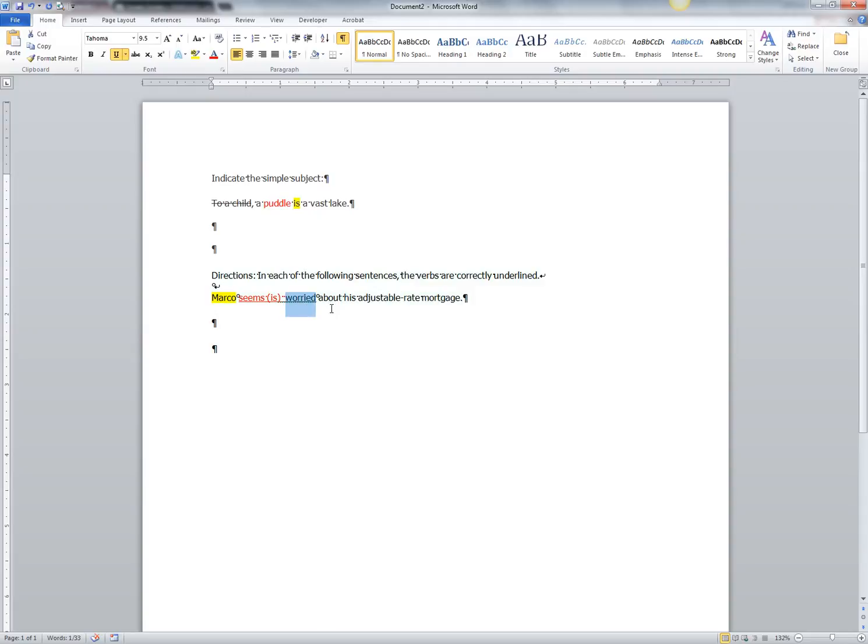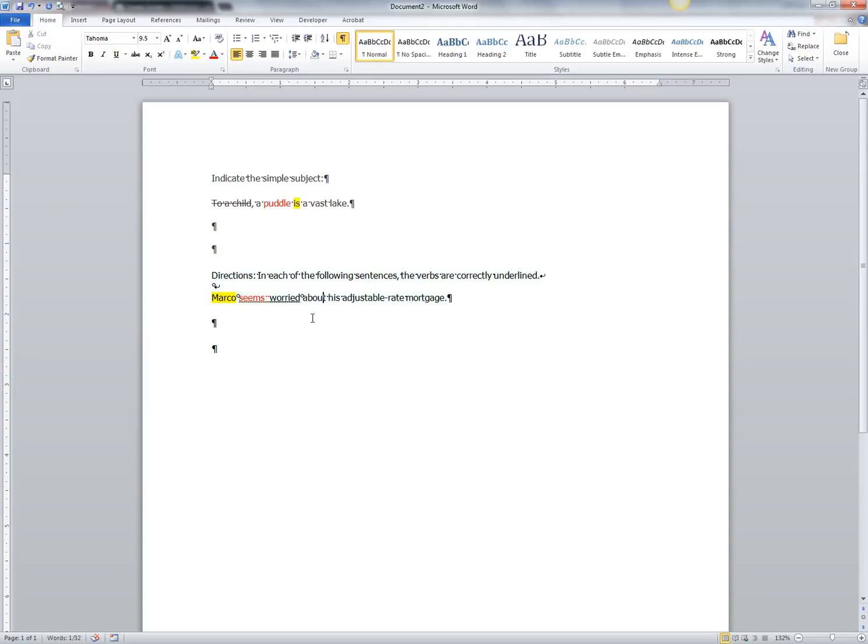Alright, so this then is an adjective describing Marco, and so it's not actually a verb in this sentence. Worry can be a verb. You can worry about something, but in this case it's serving as an adjective, a predicate adjective describing Marco. And so the only verb then, we can get rid of my is that I stuck in there. The only verb is seems.